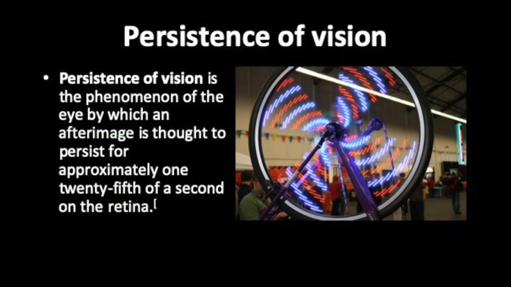So, film works because of something called persistence of vision. What is persistence of vision? It's the phenomenon of the eye by which an afterimage is thought to persist for approximately 1/25th of a second on the retina. So, technically, our brain keeps a small ghosted image after we've looked at something. That's how film works, because film is just a series of still frames with a black section in between, and when run through a camera or a video machine, it's actually flickering, and our brain isn't seeing that.